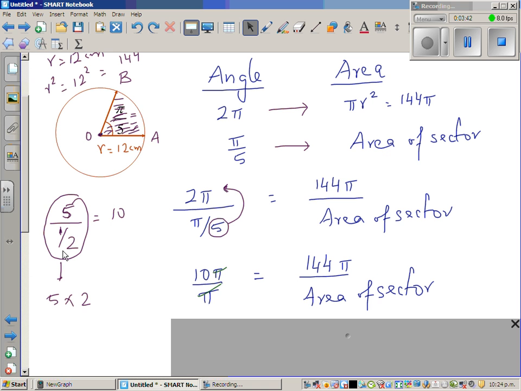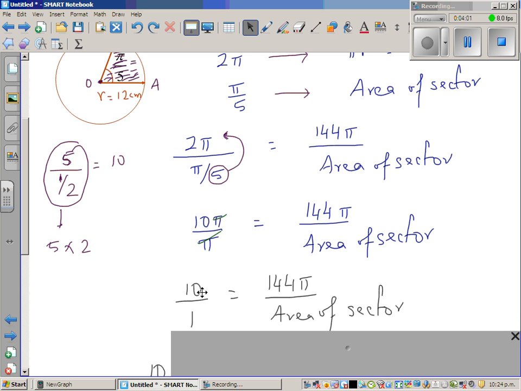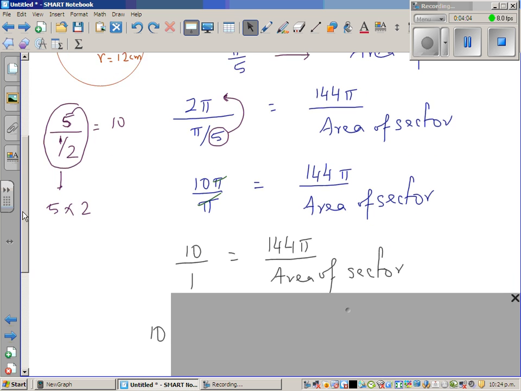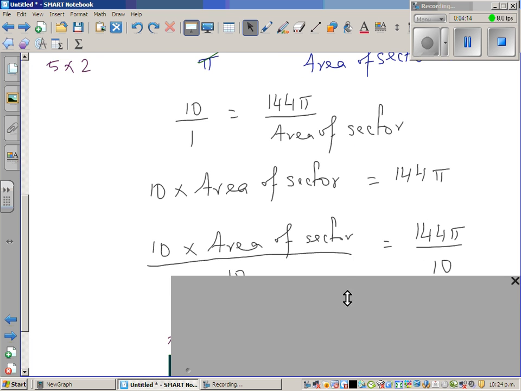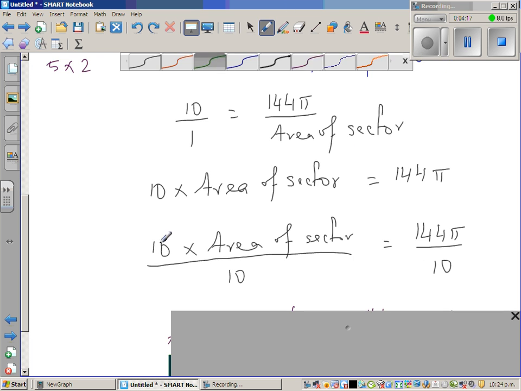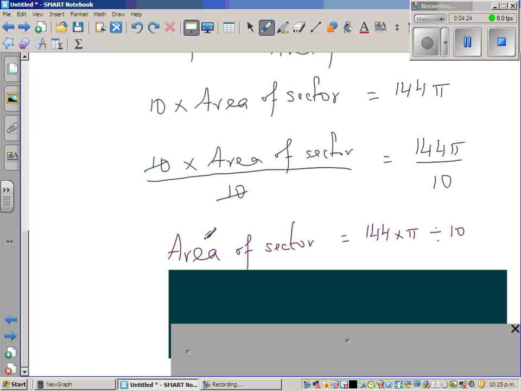5 divided by half means you're asking, when you divide 5 into halves, how many halves do you get, which is 10. This is the same thing: this 5 goes up and gets multiplied with 2 pi, so this becomes 10 pi divided by pi. So pi and pi get cancelled. So this is 10 over 1 equals 144 pi over the area of the sector. Now cross multiplying, you get 10 times the area of the sector is 144 pi, and that is the same as dividing both sides by 10. So this 10 and this 10 get cancelled. So the area of the sector is 144 times pi divided by 10.